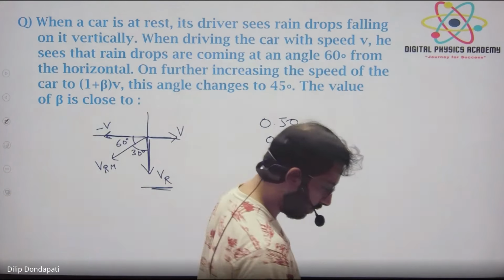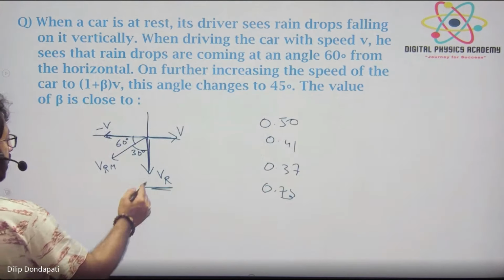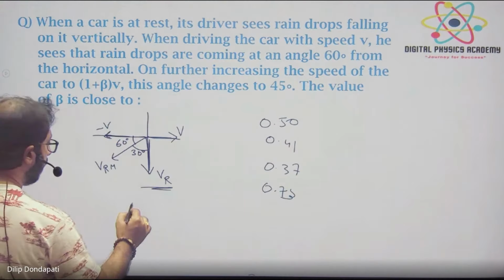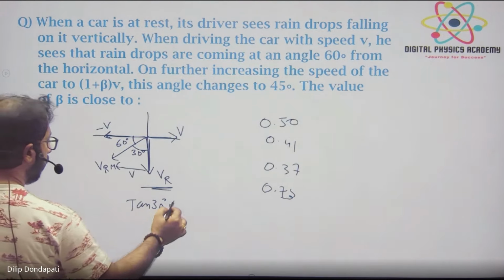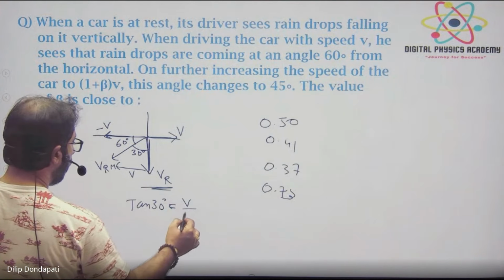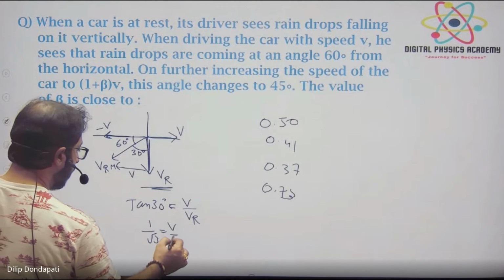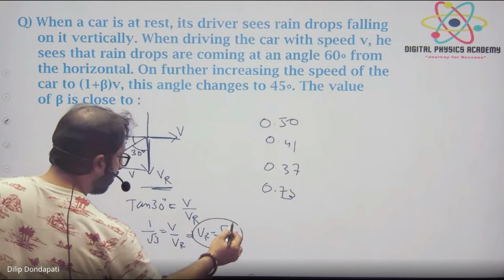0.73. Okay. So can you find VR from this? What is the tan theta formula? Opposite by adjacent, whatever is opposite, put that. Look, tan 30 is equal to opposite, which is nothing but v only. Tan 30 is equal to v by VR. Tan 30 is 1 by root 3. 1 by root 3 is equal to v by VR. So from this VR is equal to root 3 v. Okay, it came in terms of man's speed.